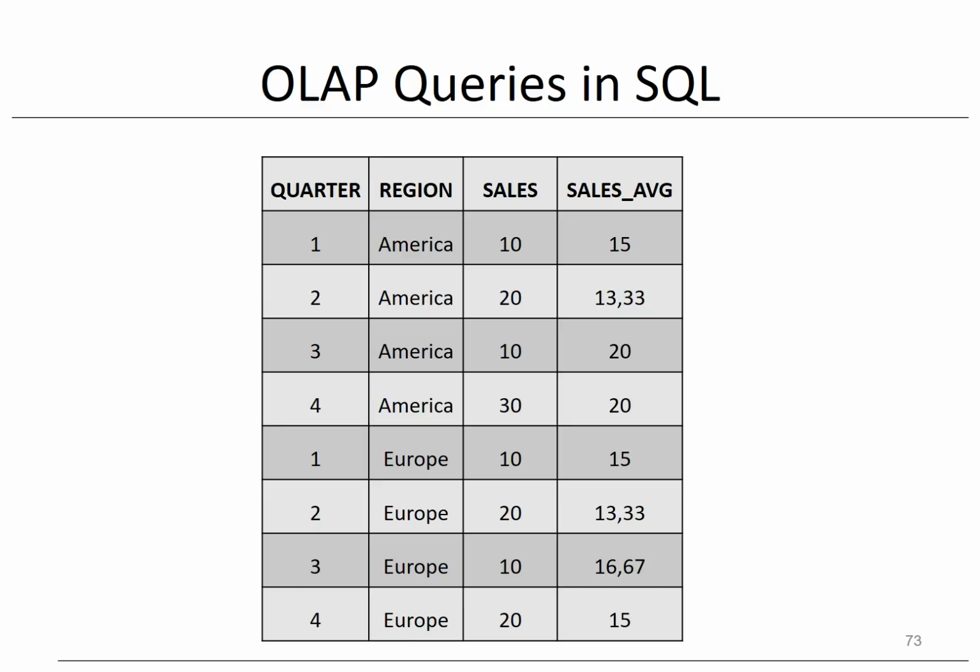As an example, the sales average value for quarter 2 in America will be calculated as 10 plus 20 plus 10 divided by 3 equals 13.33. Whereas for quarter 4 in America, it is calculated as 30 plus 10 divided by 2, or 20.